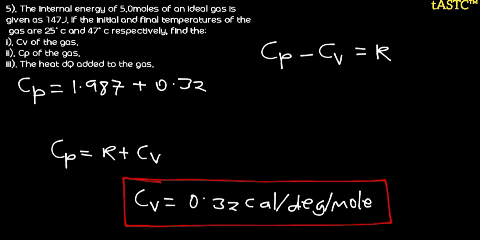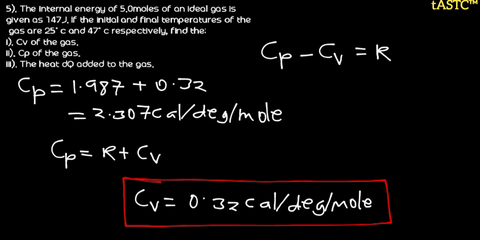So let's see what that is going to give. That is 1.987 plus 0.32. So that gives us 2.307. So this is 2.307, and of course, this is in calories per degree per mole. So that is the answer for the heat capacity at constant pressure.